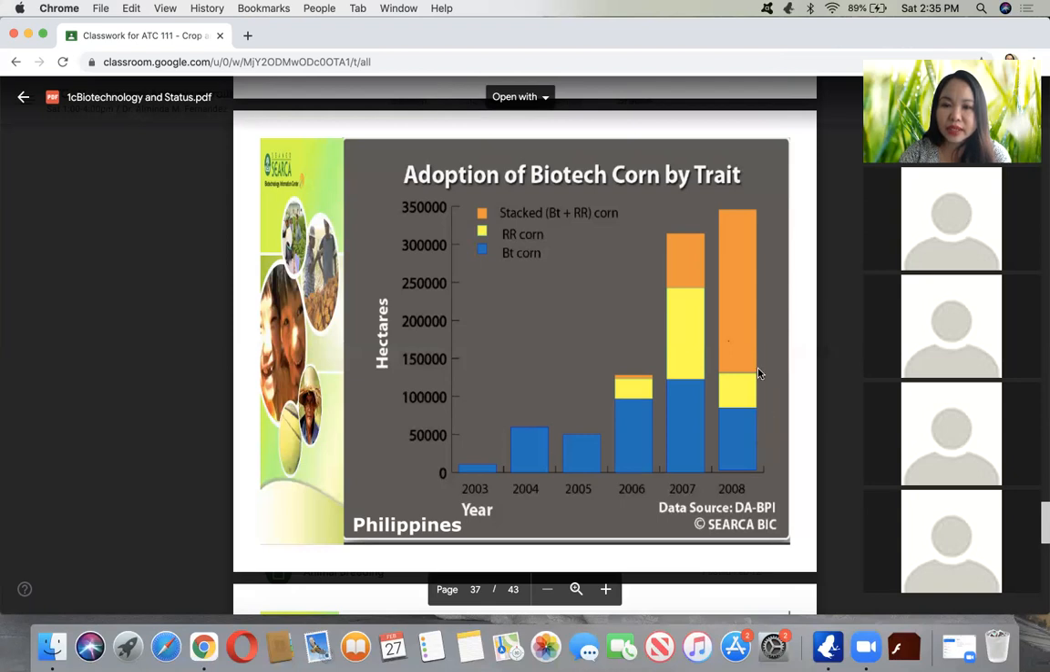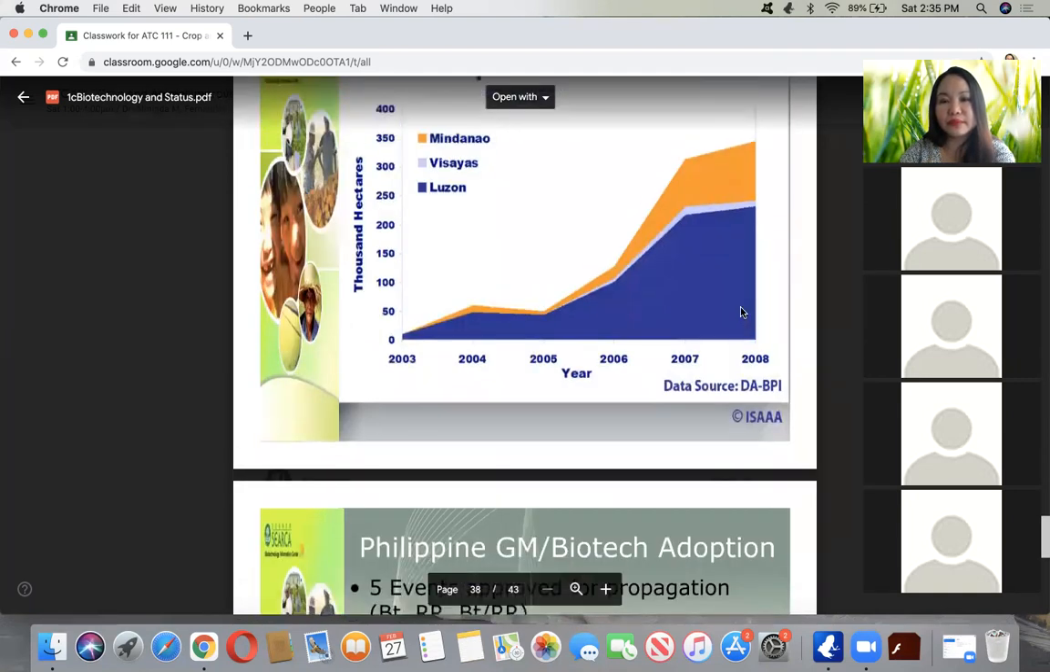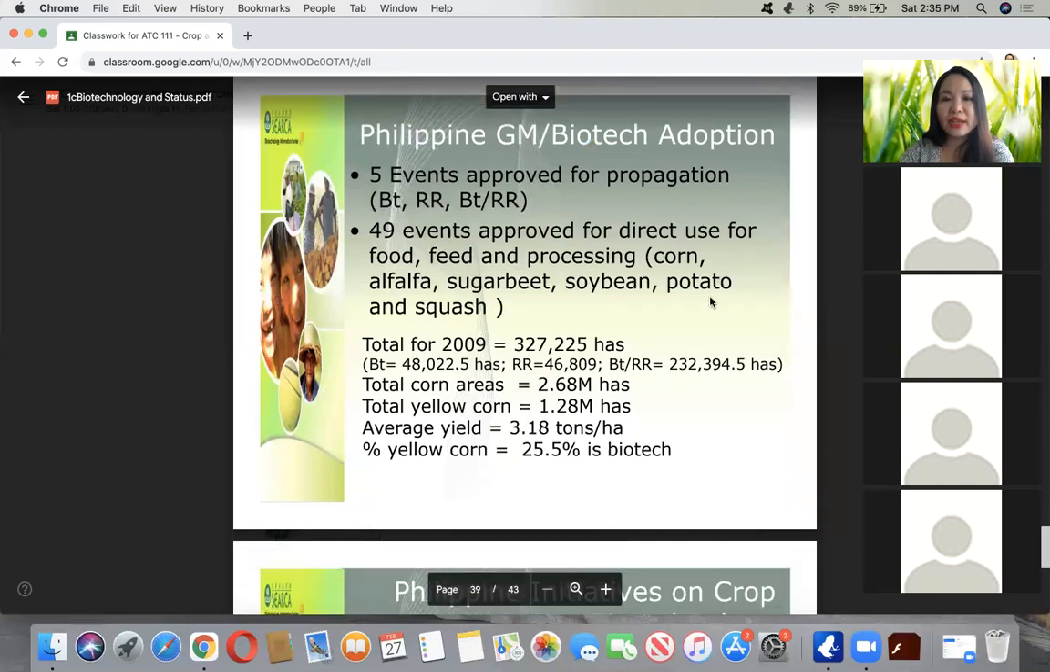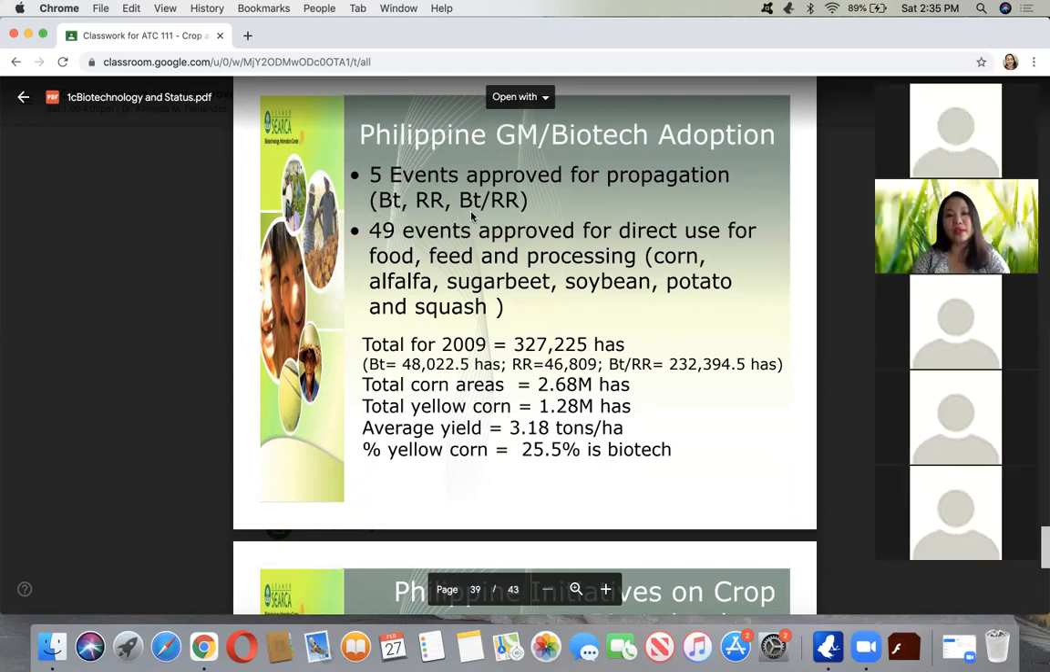So, they usually use BT corn, but as of 2007 to 2008, many are now using both BT and RR corn. In the Philippines, much of the adoption of biotech corn is in Luzon, followed by Mindanao and Visayas. And in the Philippines, we already have approved for propagation the BT, RR, and BT-RR corn.